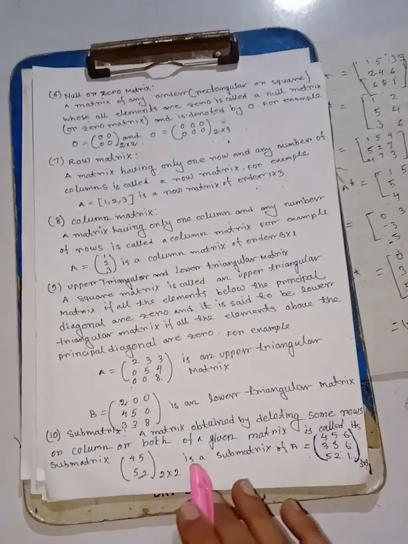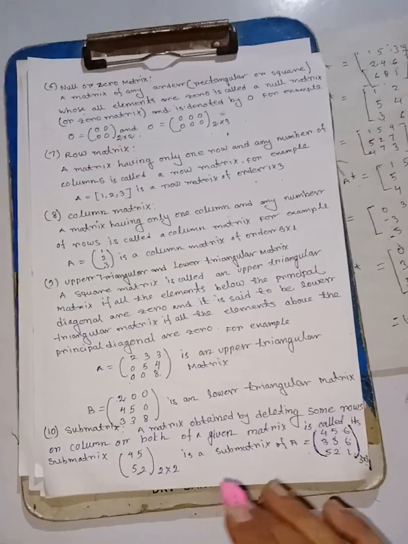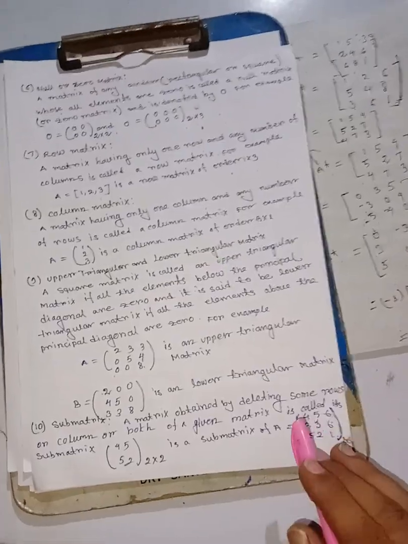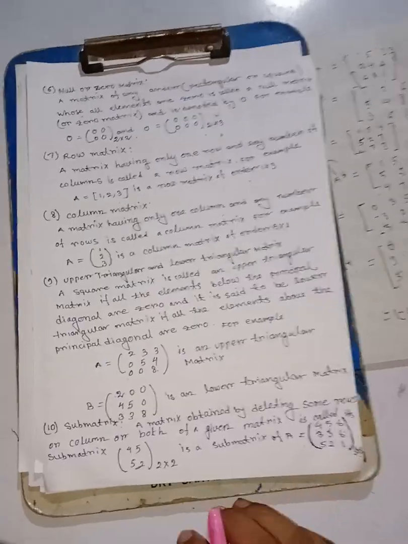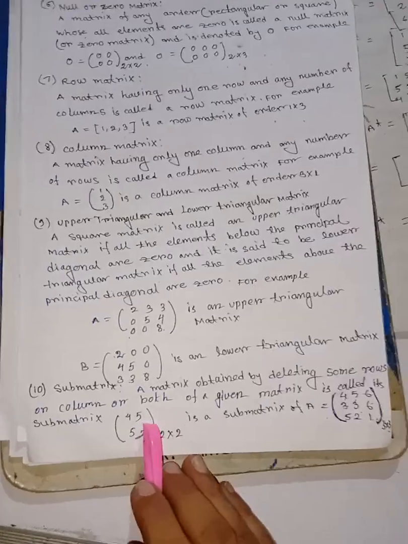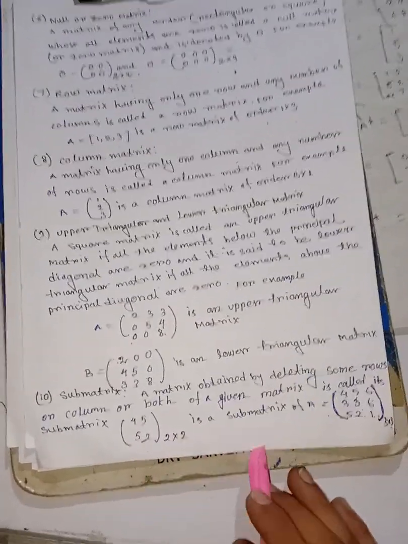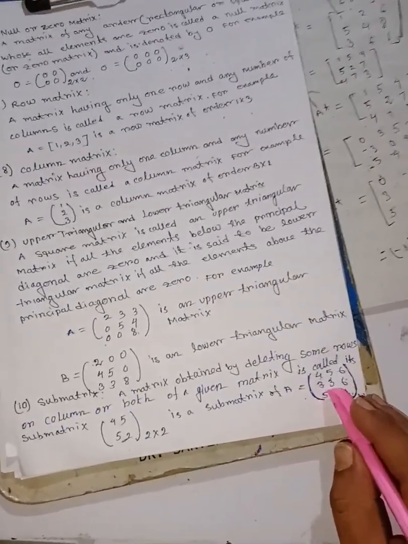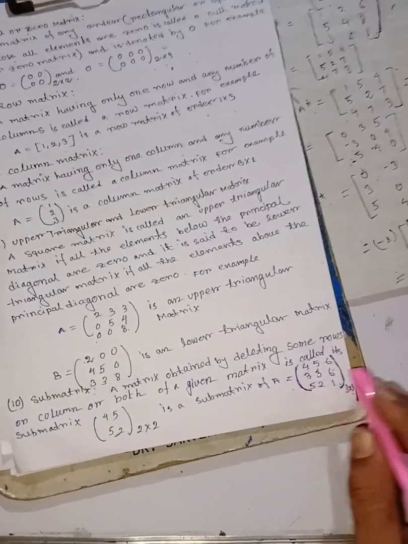If we take the matrix 4 5, 5 2 of order 2 by 2, it is a submatrix of the matrix of order 3 by 3, 4 5 6, 3 3 6, 5 2 1, because the matrix 4 5, 5 2 of order 2 by 2 is obtained by deleting the third column and second row.